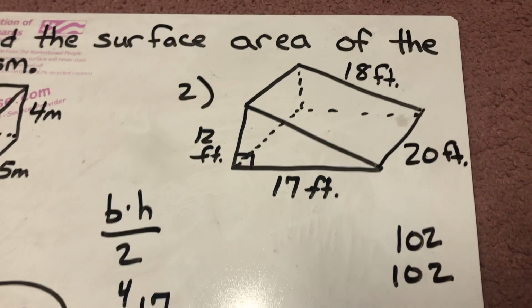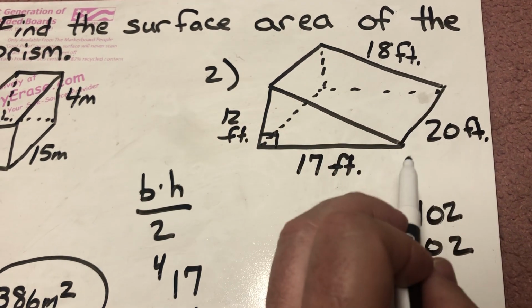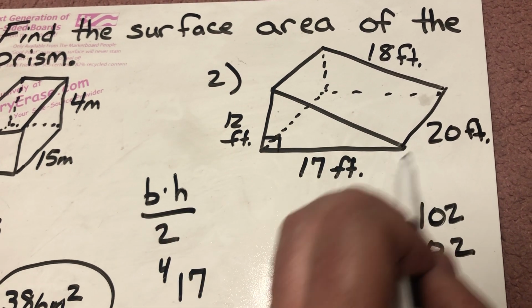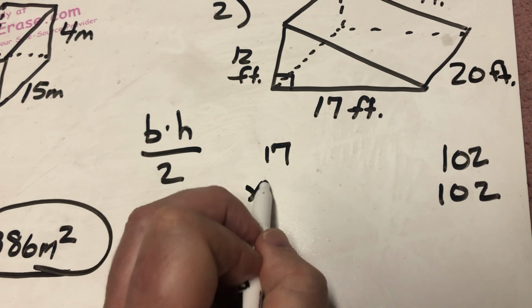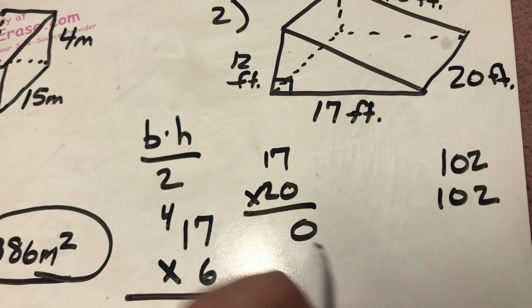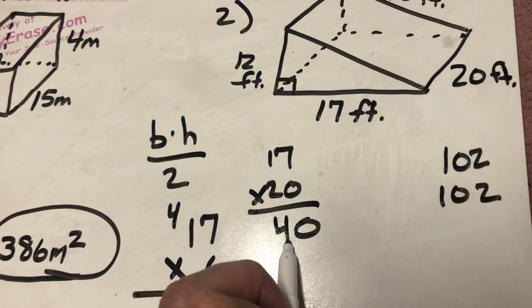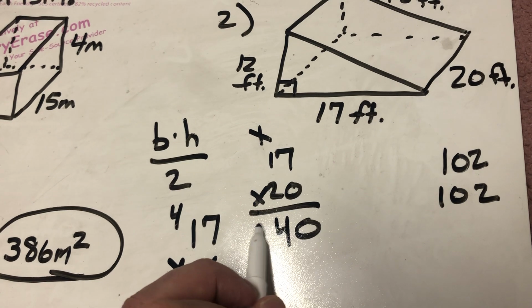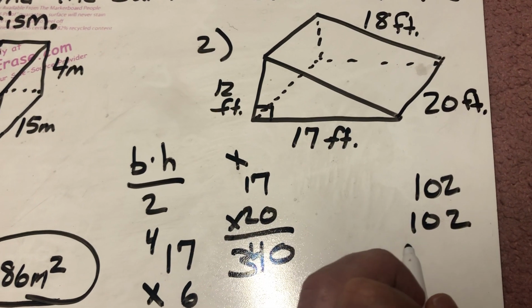Now, if I'm going to look at this rectangle here at the bottom, remember, area of a rectangle is length times width, so that's going to be 17 times 20. So I'm going to come over here, 17 times 20. I'm going to drop the 0, then just go to my 2. 2 times 7 is 14. Put the 4 down, carry the 1. 2 times 1 is 2, plus 1 is 3. I get 340 for that one at the bottom.